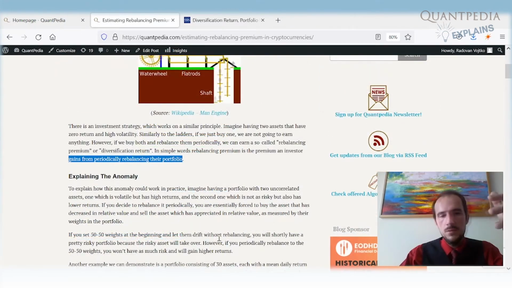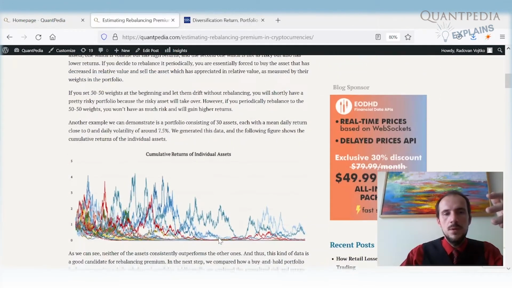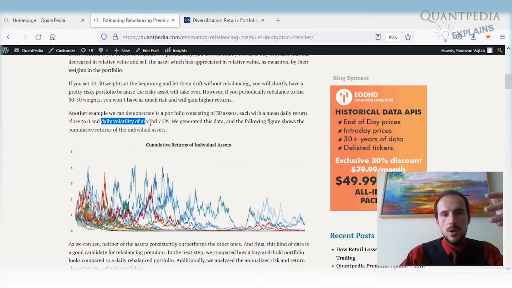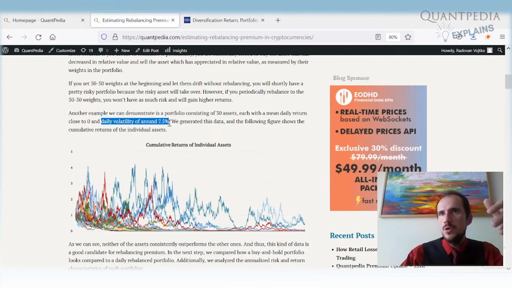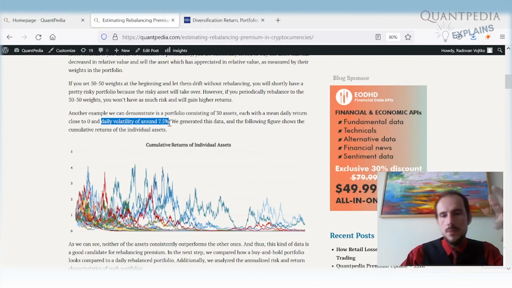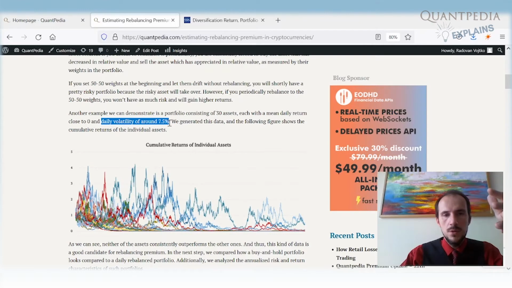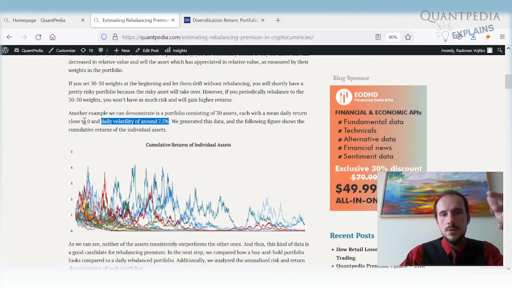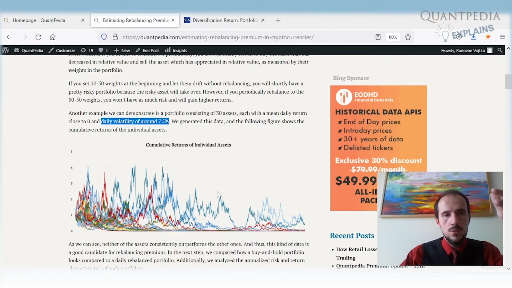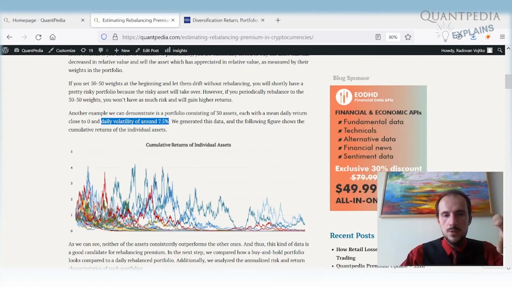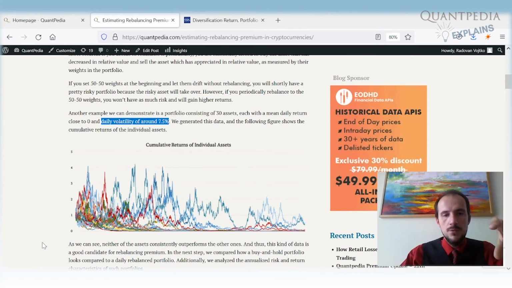Now let's try again to see an example. Let's imagine that we have a portfolio that consists of 40 assets and each asset has a mean daily return of 0% and a daily volatility of around 7.5%. These are the average numbers for average cryptocurrency assets. So on average, the performance is very close to zero, but cryptocurrencies usually have a very high daily volatility. Now we generated synthetic data, and the following figure shows the cumulative returns of all of those assets. As we can see, none of the assets consistently outperforms the others, but it can be a good candidate for the rebalancing premium.